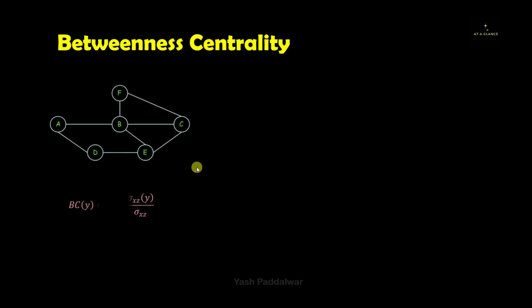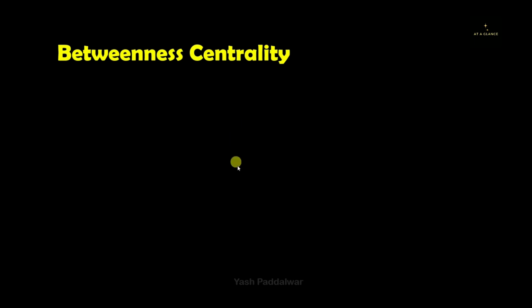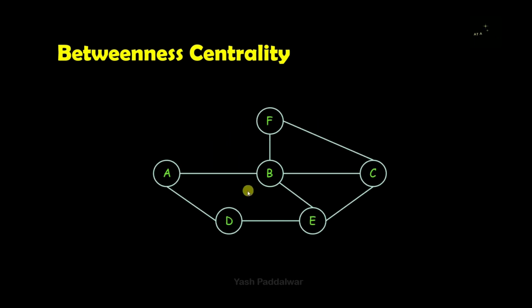Now once we calculate the betweenness centralities of all the nodes that are present inside the network, we'll have to write it in a single table. So you can see that A, B, C, D, E, F have these as the betweenness centralities. Now once you write it in a table, next you need to find out the maximum betweenness centrality, and here you can see that the node B has the highest betweenness centrality. So therefore you can conclude that node B is the one which acts as a connector or the communication medium between all the other nodes that are present inside this particular network.